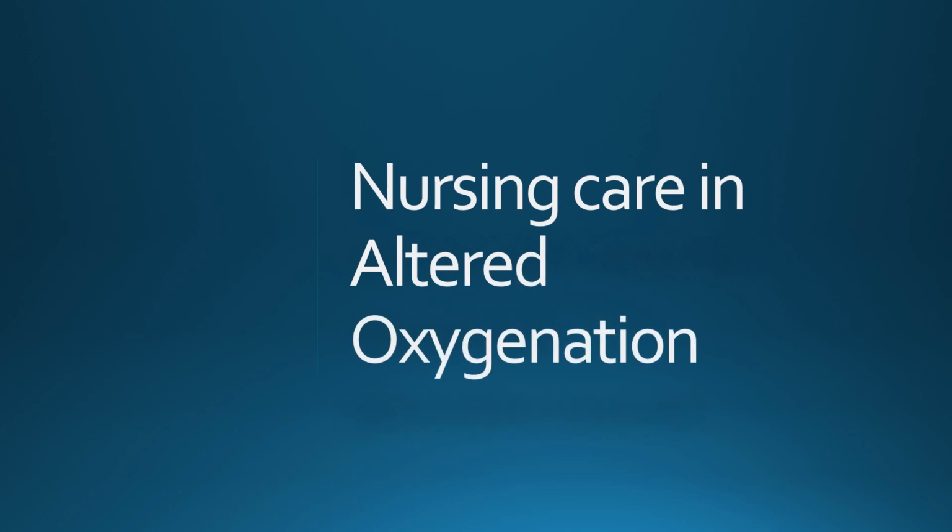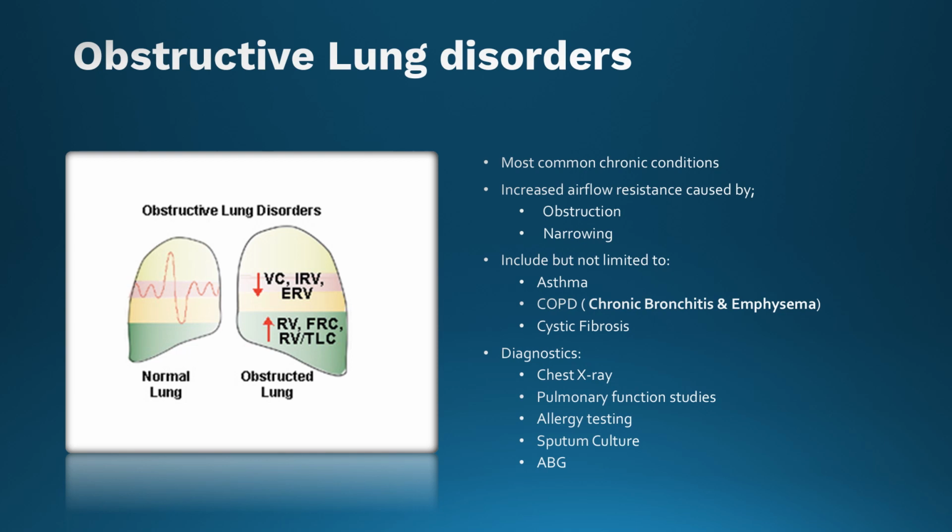So how do we care for a patient who has altered oxygenation? There are two main different kinds of lung disorders. We have obstructive lung disorders and restrictive lung disorders.